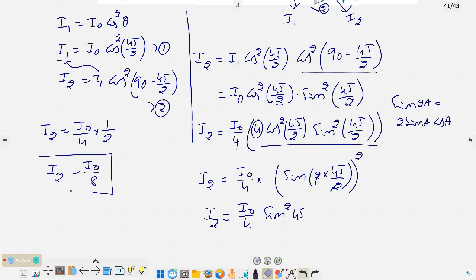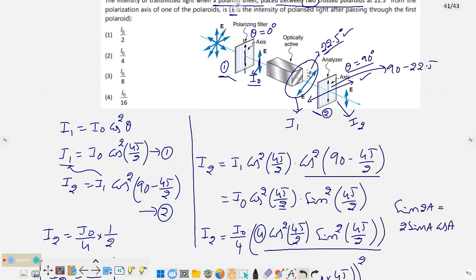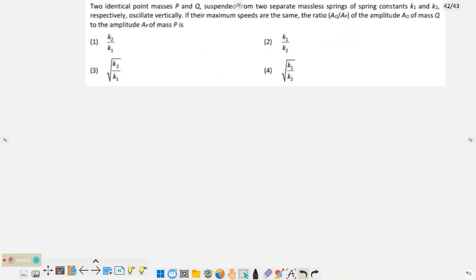The final intensity which you receive after passing through the 3 polarizers is equal to I0 by 8. If you see the options, which option is correct? The third option, that is I0 by 8, is the correct option.